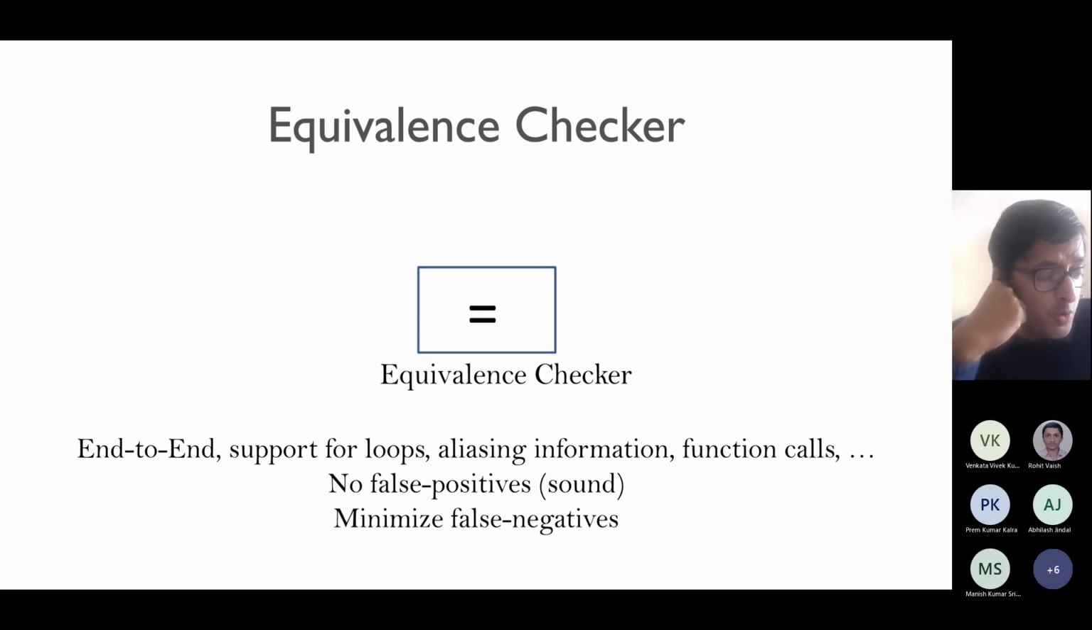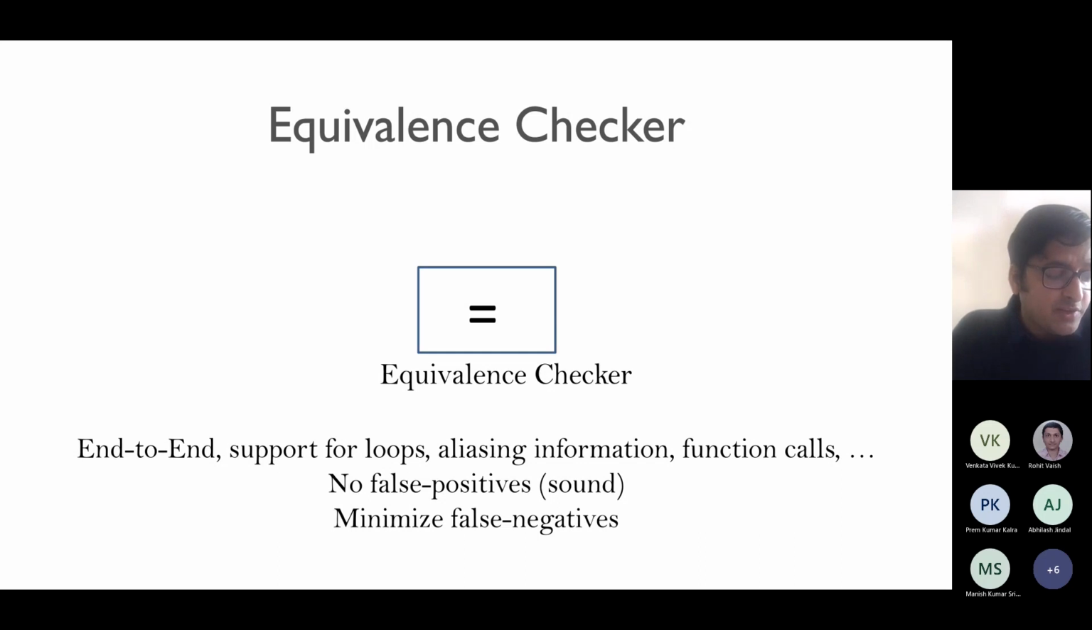It needs to support loops, aliasing information, and all the general constructs of an imperative programming language, such as function calls. Importantly, the equivalence checker must have no false positives, and this answers Venkat's question. In other words, it must return true only for truly equivalent programs. In other words, the equivalence checker must be sound.